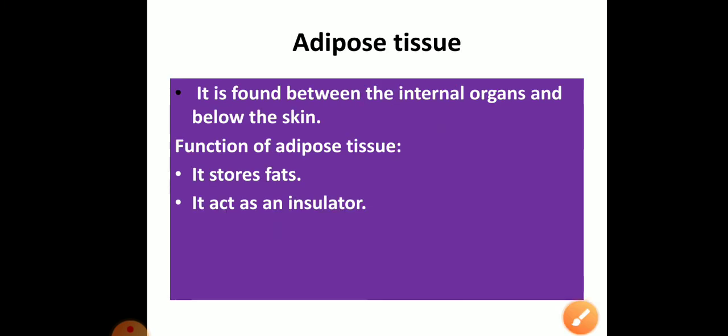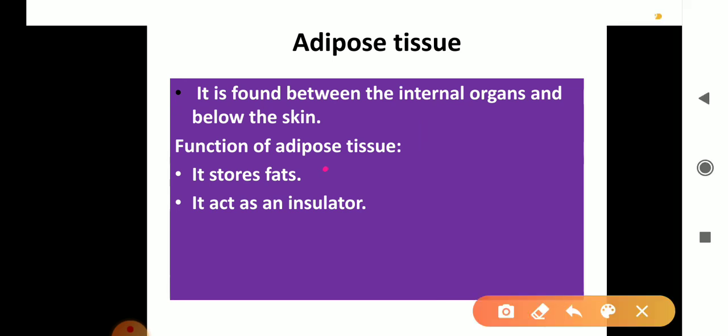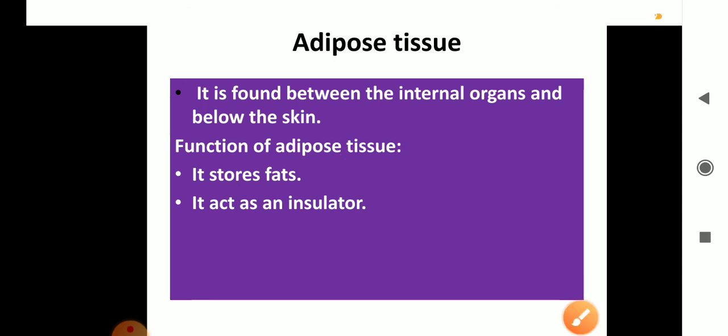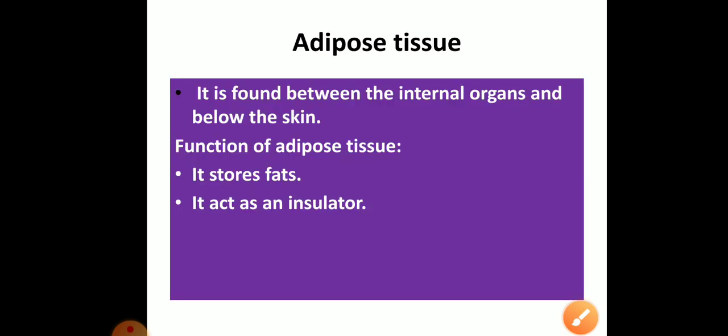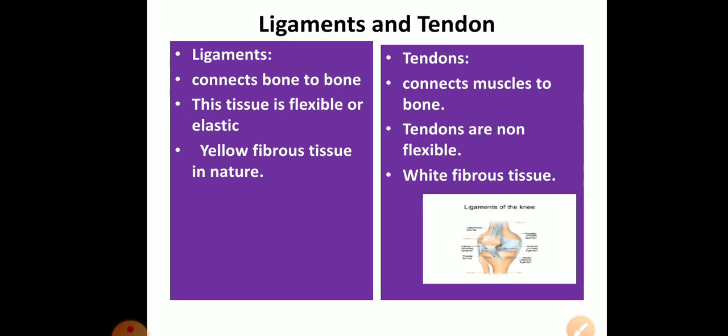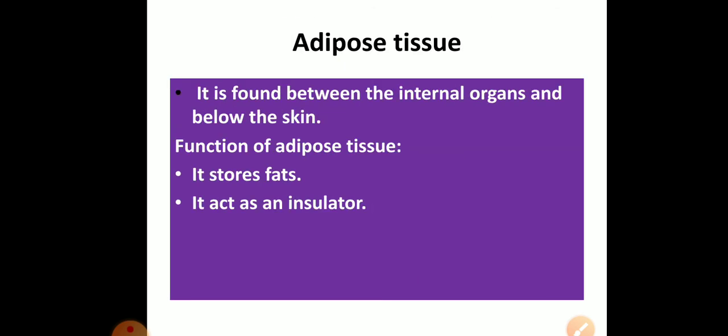The next is adipose tissue. Adipose tissue is found in between the internal organs and below the skin, right? Its function is to store fat, and fat acts as an insulator. You know, it does not allow the heat of our body to go outside. Then we can say it helps in the temperature regulation of our body. That's why it is called the insulator.